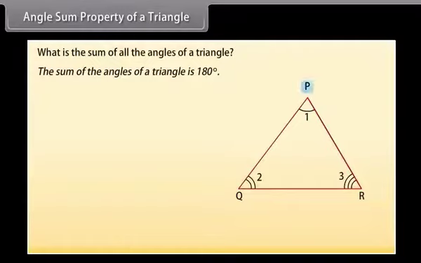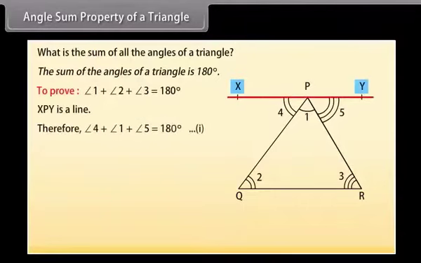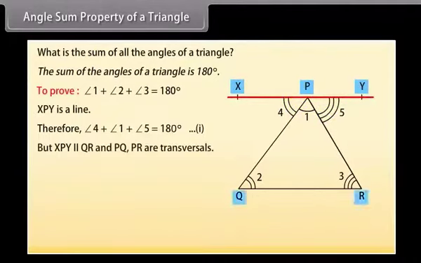We are given a triangle PQR, and angle 1, angle 2 and angle 3 are the angles of triangle PQR. We need to prove that angle 1 plus angle 2 plus angle 3 is equal to 180 degrees. Let us draw a line XPY parallel to QR through the opposite vertex P. Now XPY is a line, therefore angle 4 plus angle 1 plus angle 5 is equal to 180 degrees. Mark it as 1. But XPY is parallel to QR, and PQ, PR are transversals.